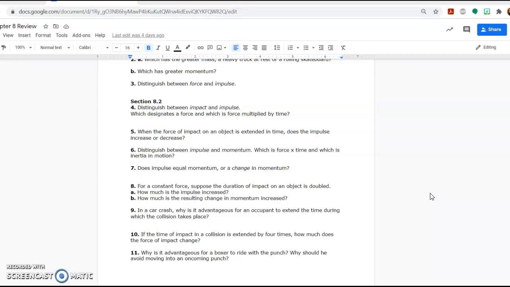Distinguish between impulse and momentum. Which is force times time and which is inertia in motion? So impulse is your force times time, and inertia in motion is momentum.